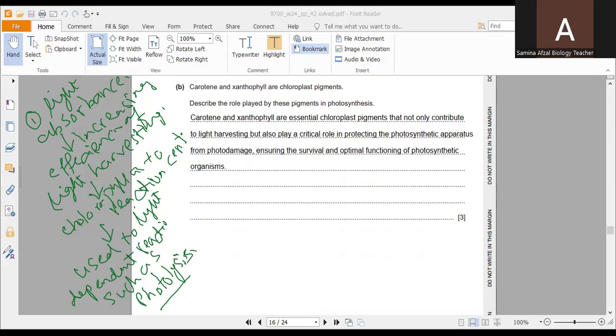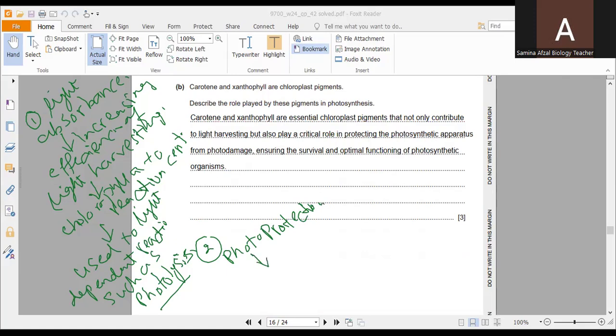And then the second important function is photoprotection. What does photoprotection mean?